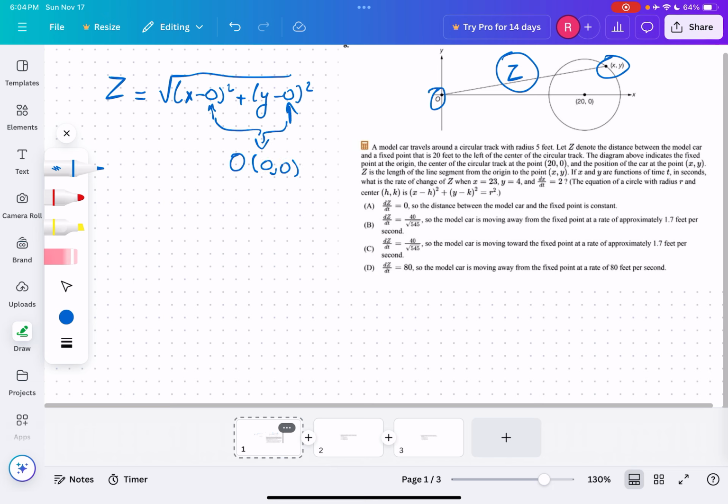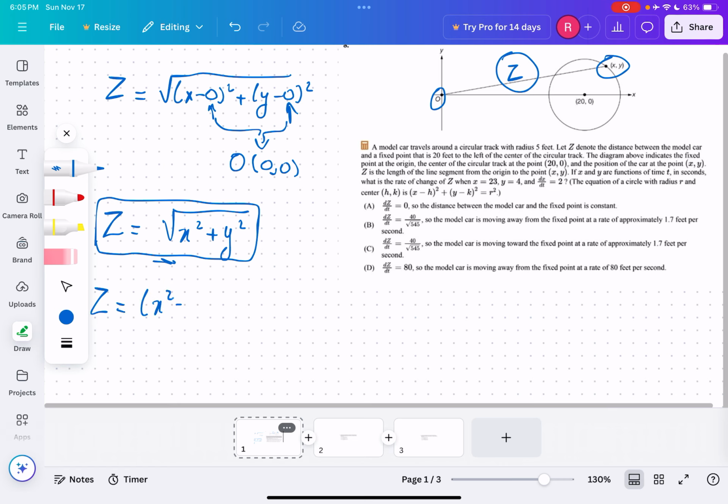because they both represent the center of the system. So now it is basically z equals the square root of x squared plus y squared. So this is the function that we're talking about. Z of t is the square root of x squared plus y squared. Since they're talking about finding the rate of z, that means I have to differentiate this equation. So I'm going to reform this function to make it look like (x squared plus y squared) to the power of half.